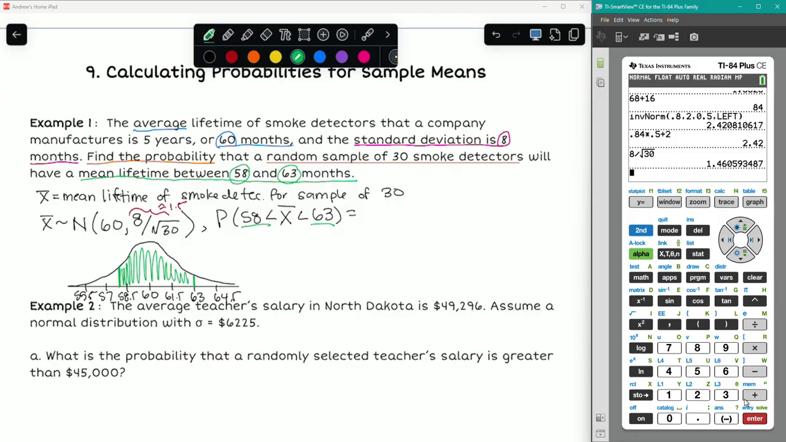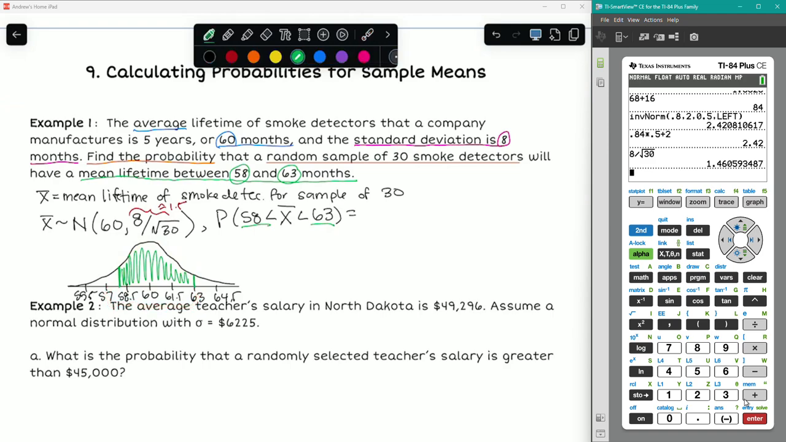I can see that I'm a little past 1 standard deviation on this edge, and I'm at 2 standard deviations on this edge. So I expect this is going to be bigger than 68, but smaller than 95, and probably closer to the 95 edge, because I'm almost 2 standard deviations out on either side, but not quite.